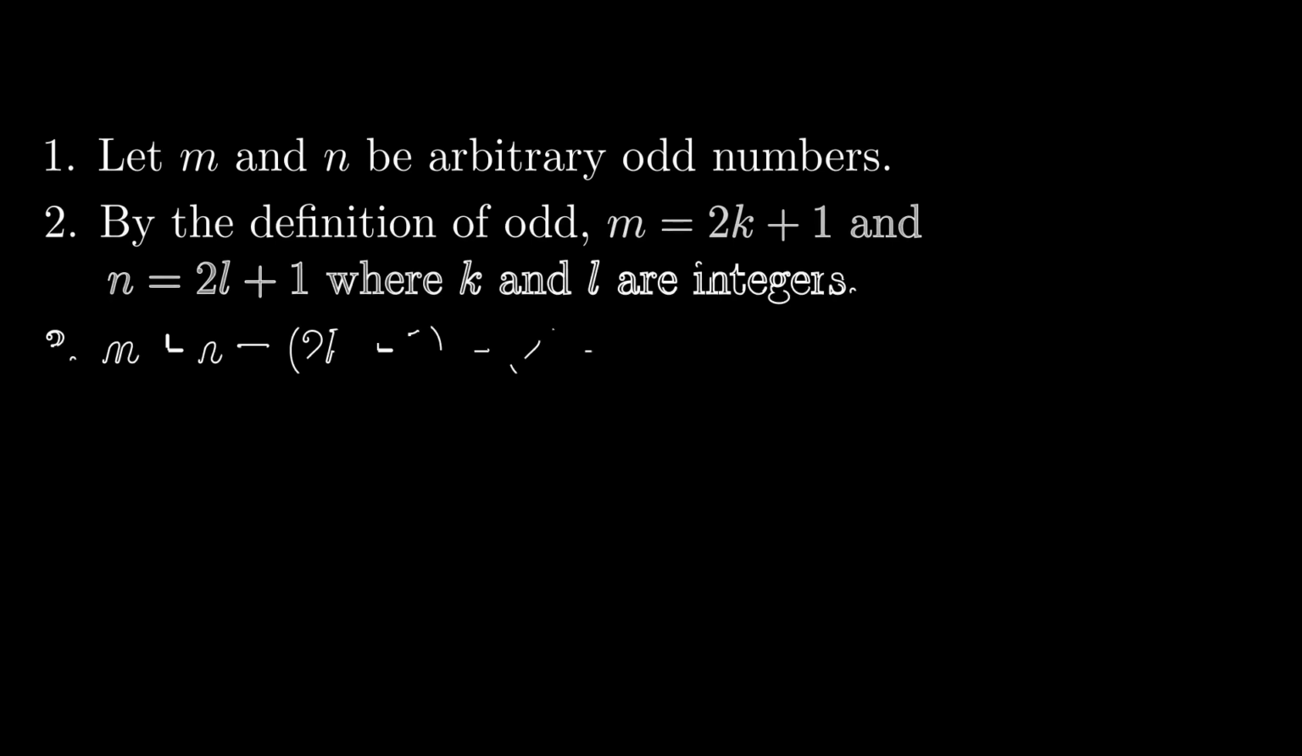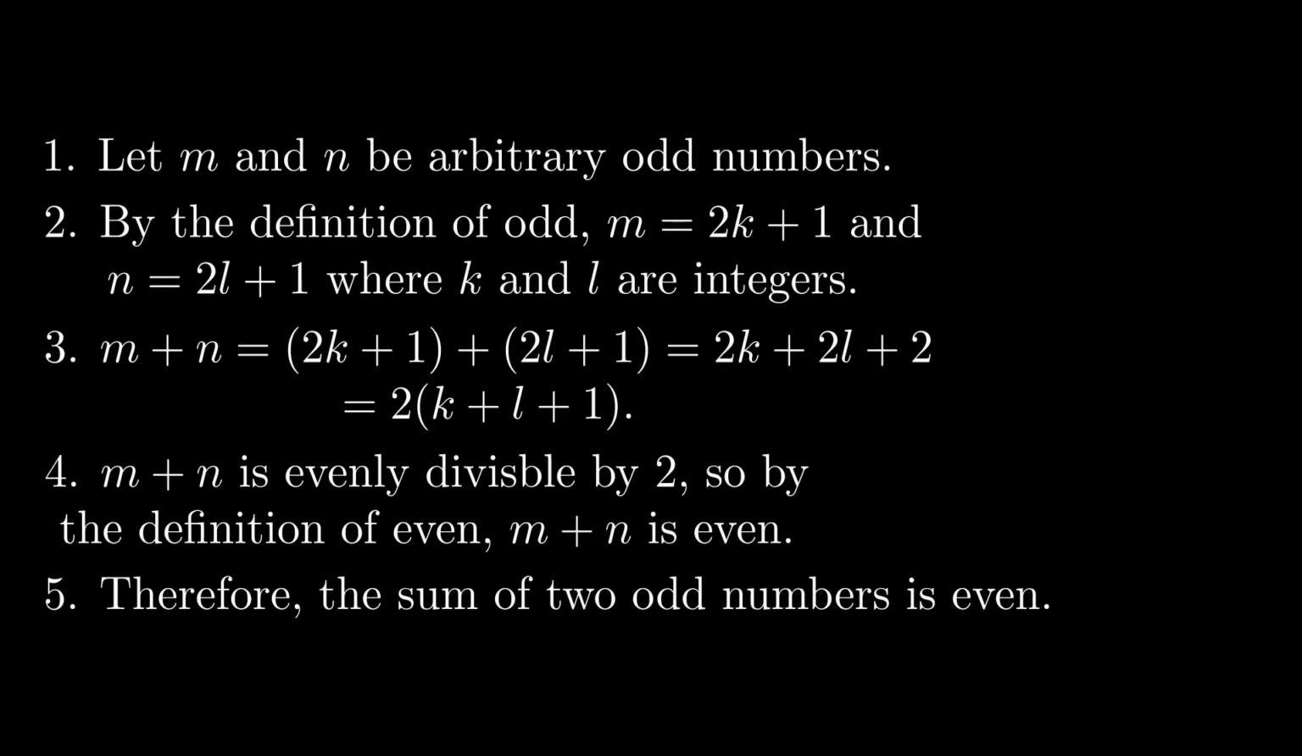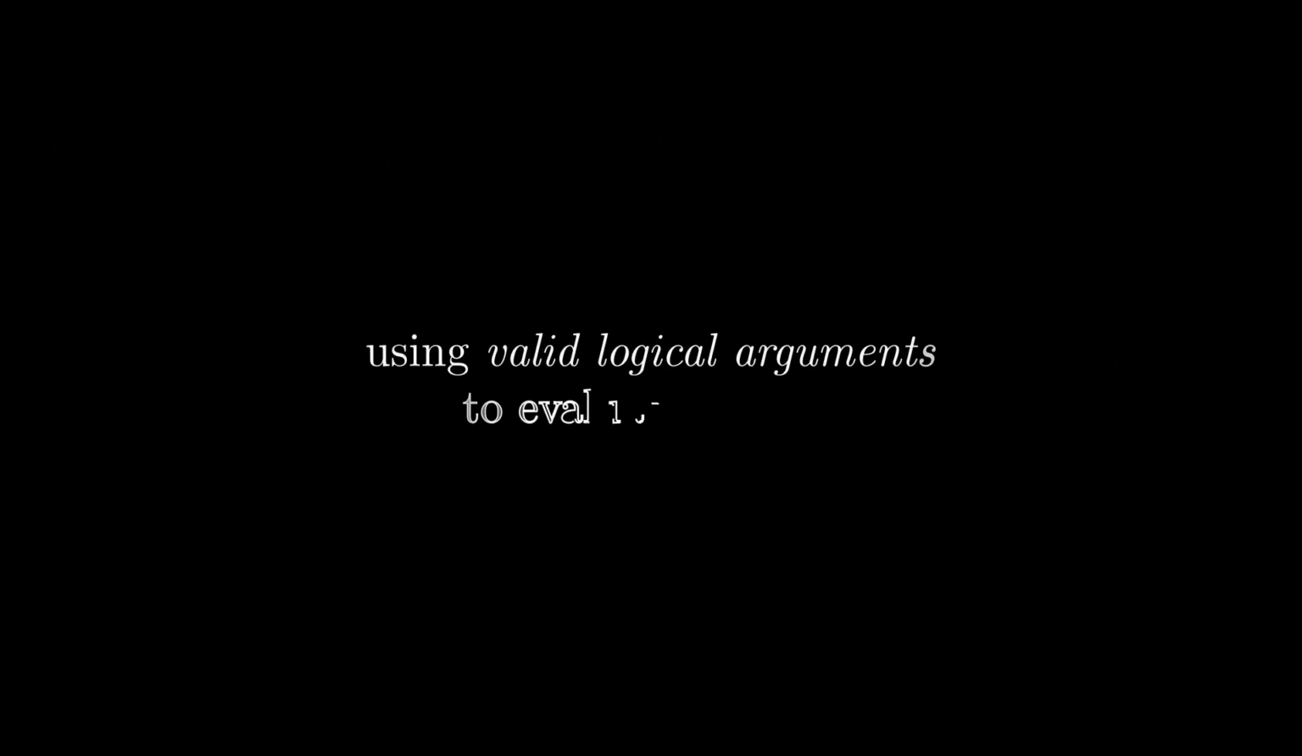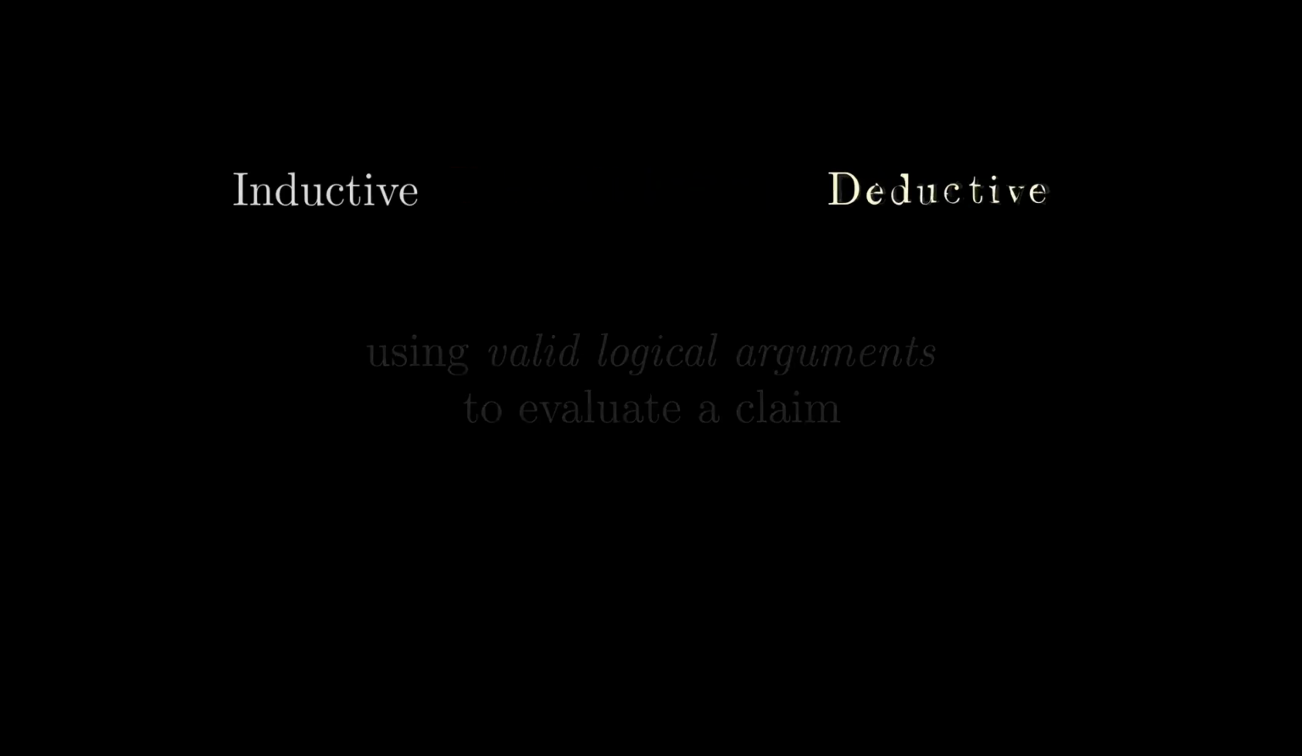To recap, we took two arbitrary odd numbers and showed that the sum is even using a valid logical argument called a proof. This technique of using logical arguments also has a name, not inductive reasoning, but deductive reasoning. Unlike the generalization we made with the previous problem, proofs allow us to be not just confident that a claim is probable, but certain about whether a claim is true or false.